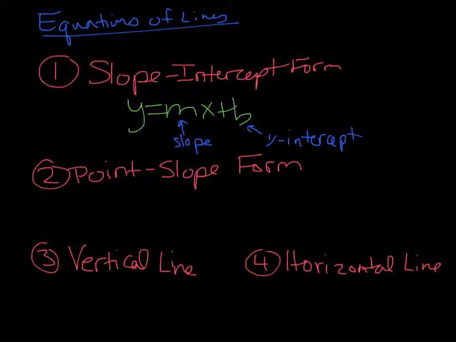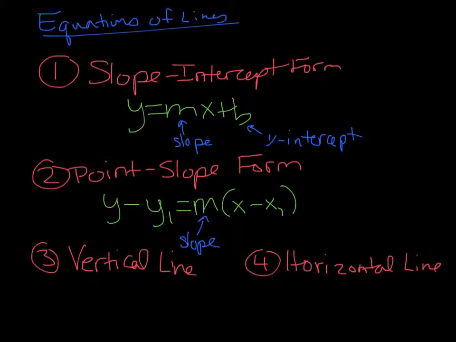The second important one is point-slope form. And that is written as y minus y1 equals m times x minus x1. And in that one, my m is still my slope. But the other thing about this one is that it actually passes through the point x1, comma y1.